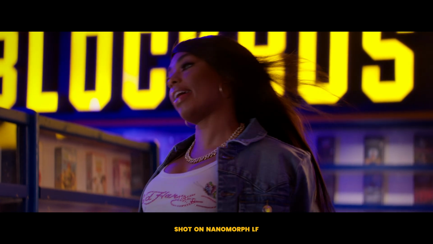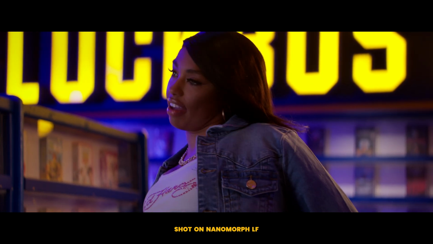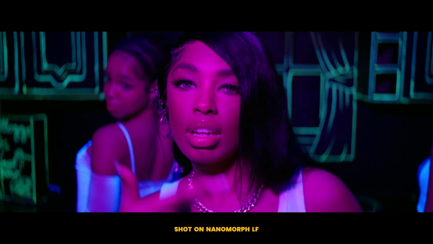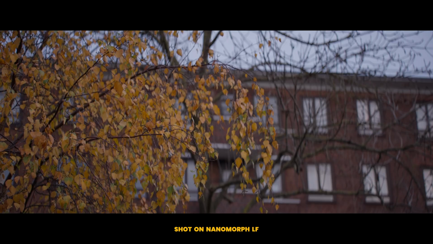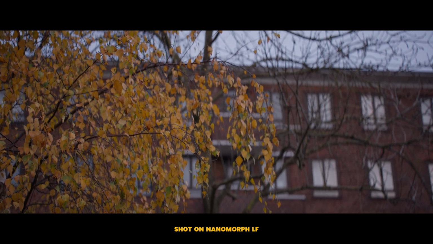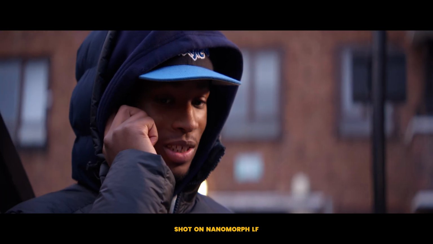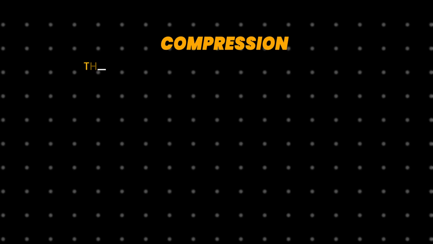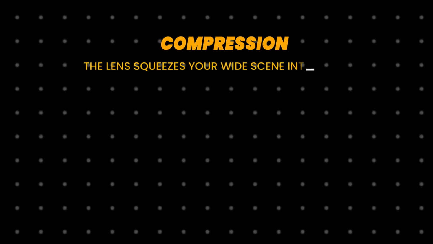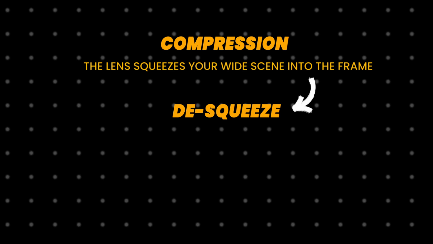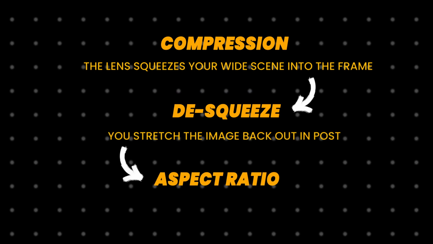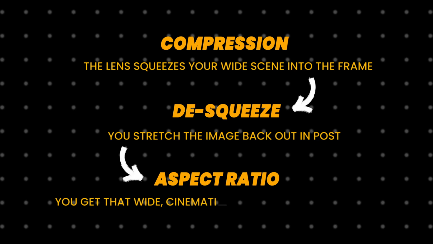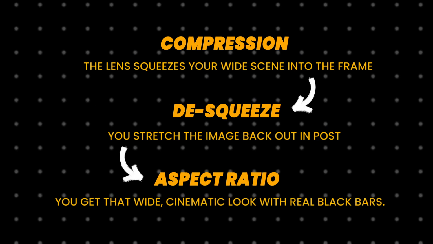So those cinematic black bars that you see on the top and the bottom, they are not some kind of filter or just something you slap on top of your image. That is the result of a real physical image captured by an anamorphic lens and then de-squeezing it properly. To bring this all together, compression, the lens squeezes a wider image all into one frame. De-squeeze, you stretch your image back out in post, and aspect ratio, you get the wide cinematic look with those real black bars below and above the image.